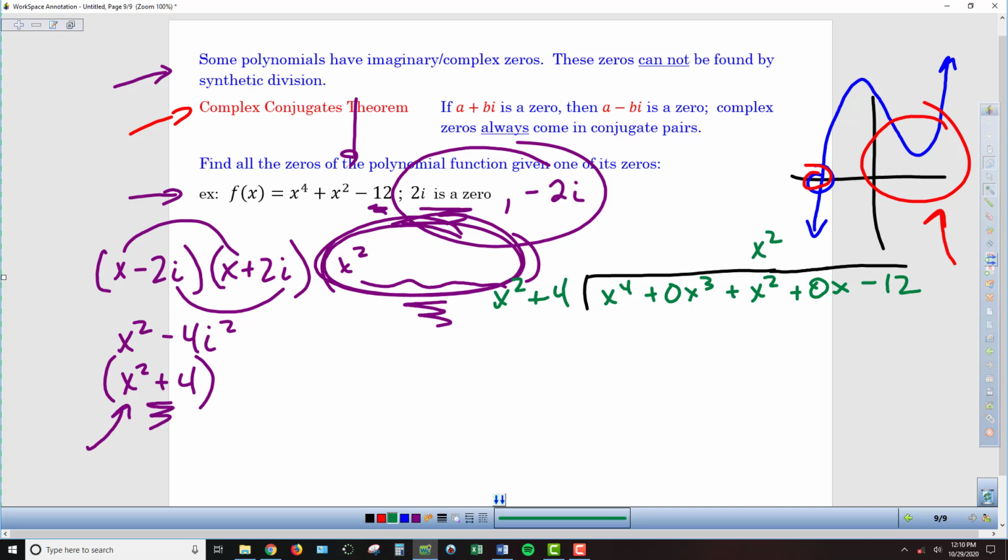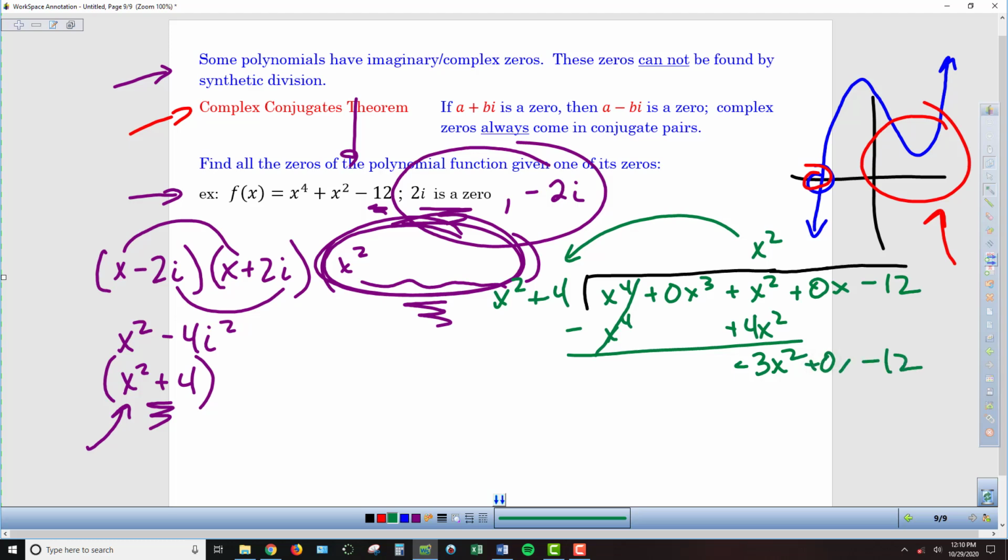So now I distribute: x squared times x squared is x to the fourth plus 4x squared. Now I'm ready to subtract. My x to the fourths cancel out. I don't have any x cubes, so I just have to subtract the x squareds. x squared minus 4x squared gives us negative 3x squared. And then I'm going to bring down my negative 12. I can also bring down my 0x, but I'll just bring down my negative 12 as well.